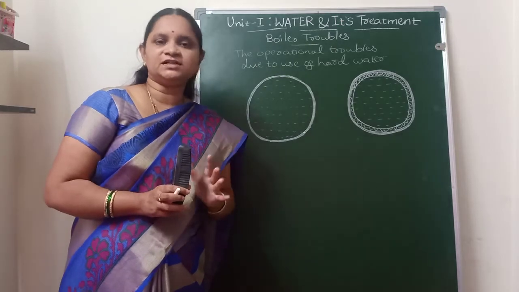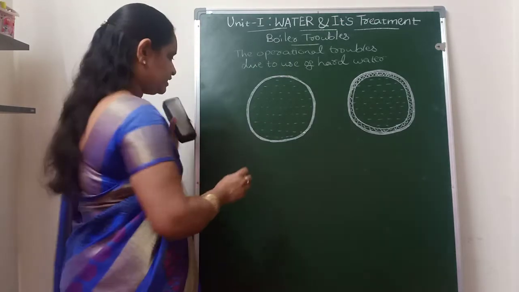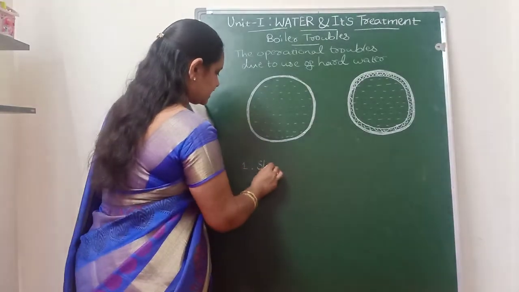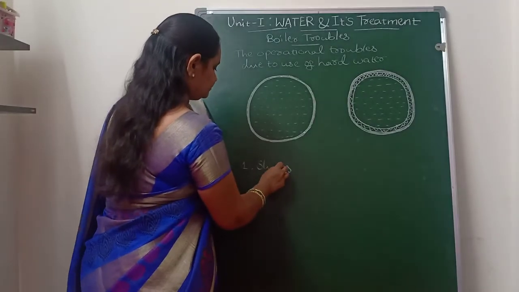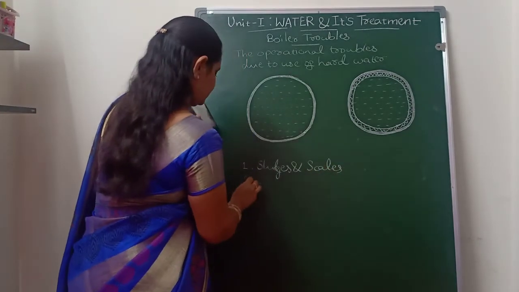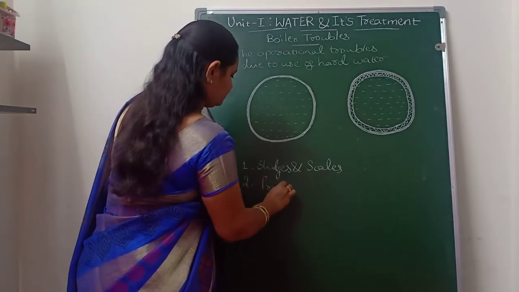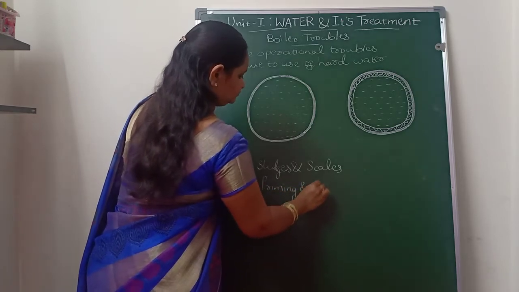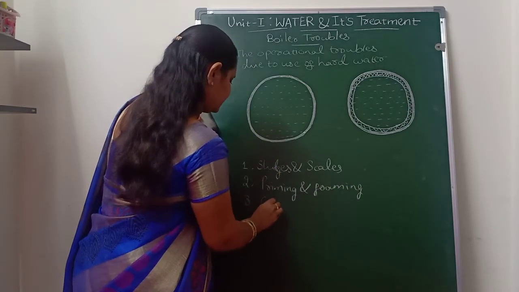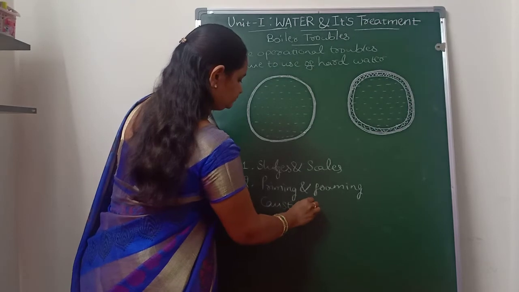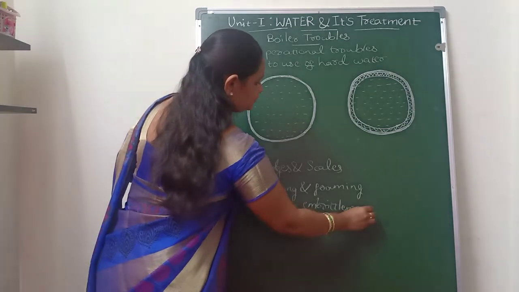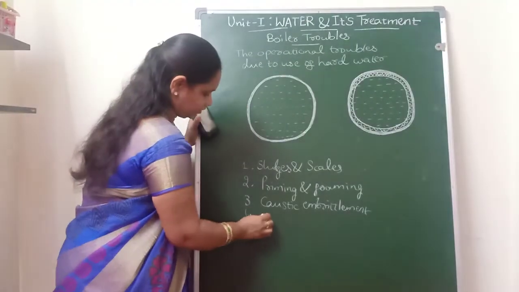We have different kinds of boiler troubles, and mainly four different types are generally discussed. One is sludges and scales. Second one is priming and foaming. Third one is caustic embrittlement. And fourth one is boiler corrosion.